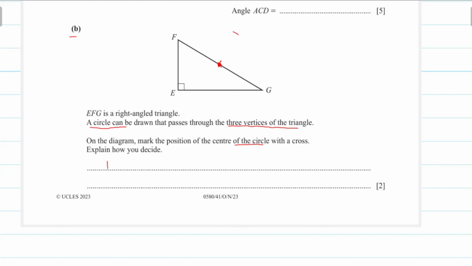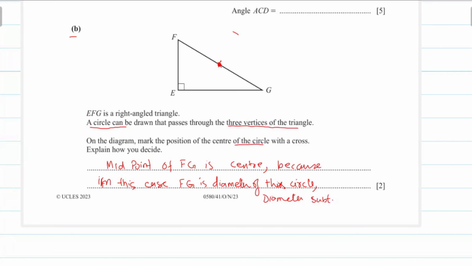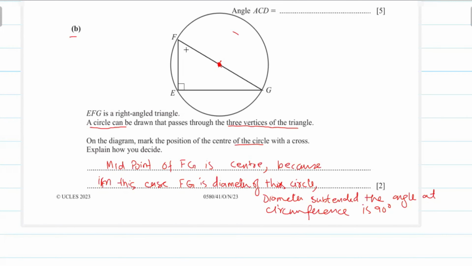Therefore, we write midpoint of FG is center, because in this case FG is diameter of this circle. The diameter subtended the angle at circumference is 90 degree. You see here, this is the circle that passes through the vertices of the triangle, and FG is the diameter of this circle.